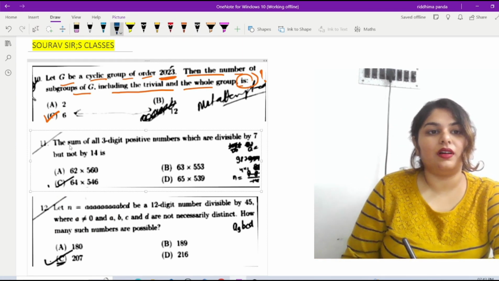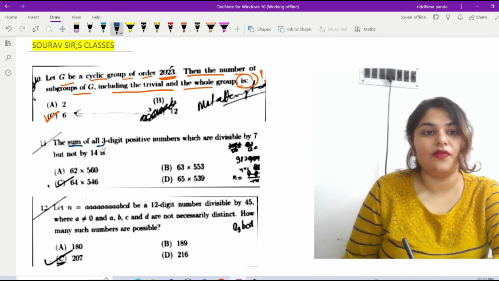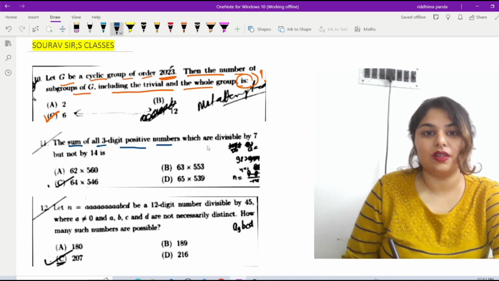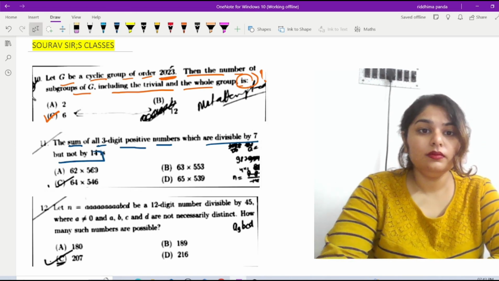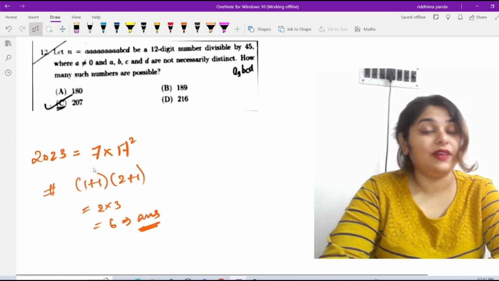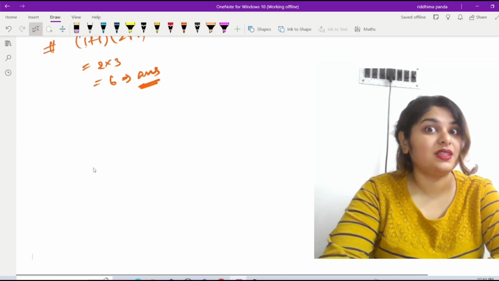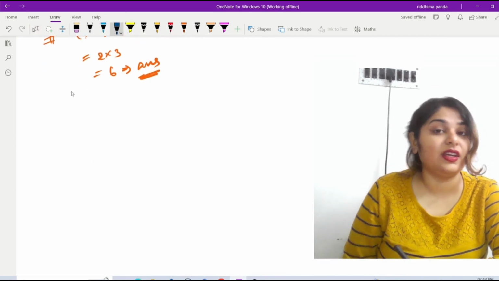Okay. Next question. The next question says the sum of all the 3-digit positive numbers which are divisible by 7 but not by 14. Okay. So we have to find out the sum of a series. So first we have to form the series, right? So what are we given?